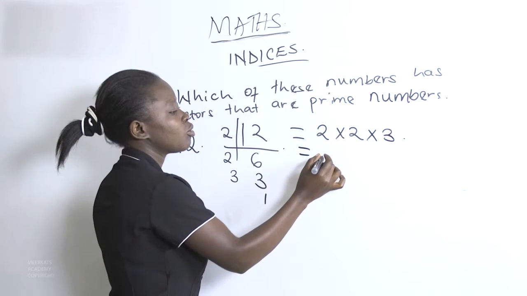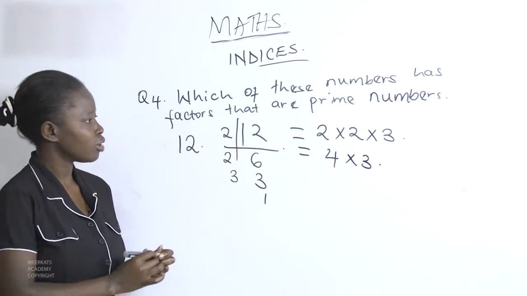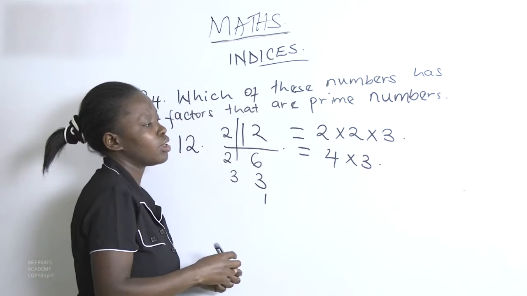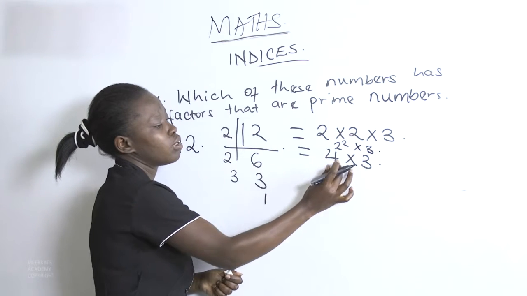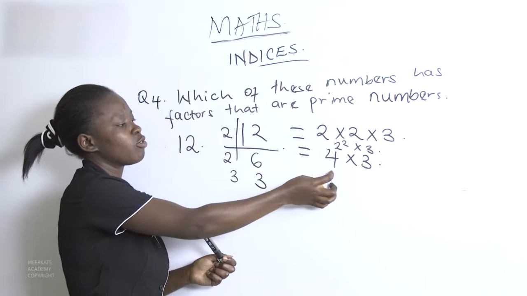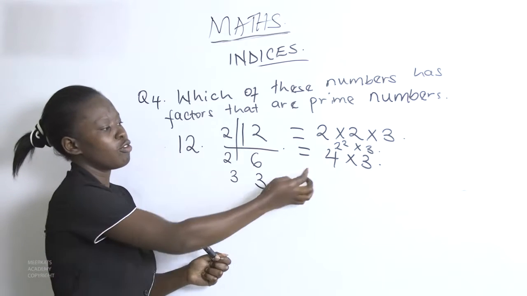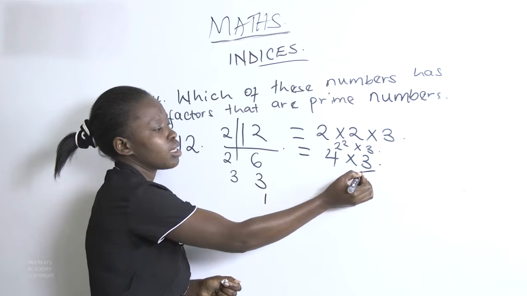So 2 times 2 can simply be 4 times 3. So we find out that 2 is repeated here. This is 2 squared times 3. 2 squared is 4. So we discover that the factors of 12 are 4 times 3. And 4 is not a prime number. Our prime number here is only 3.